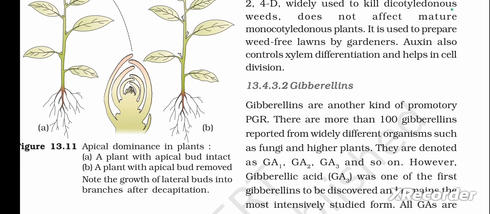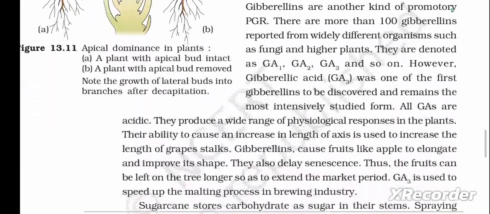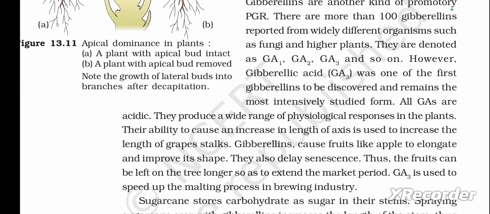Next is 13.4.3.2, gibberellins. Gibberellins are another kind of promotory PGR. There are more than 100 gibberellins reported from widely different organisms such as fungi and higher plants. They are denoted as GA1, GA2, GA3 and so on. However, gibberellic acid, GA3, was one of the first gibberellins to be discovered and remains the most intensively studied form. All GAs are acidic. They produce a wide range of physiological responses in the plants.